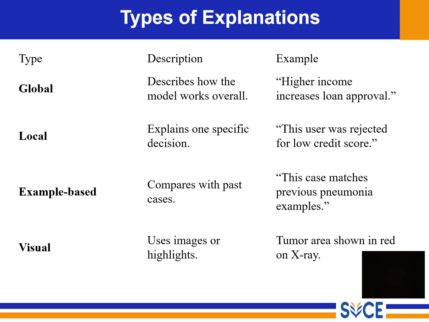The third one is example-based explanations. So, learning by comparison. This method explains an AI decision by showing similar past cases. For example, in medical AI: this X-ray is very similar to previous pneumonia cases. So it shows how the AI uses historical examples to make a decision.